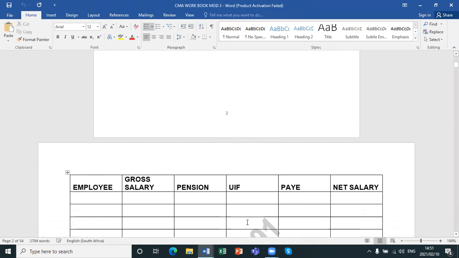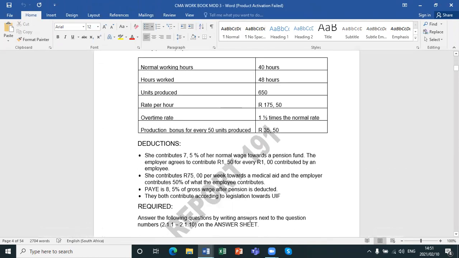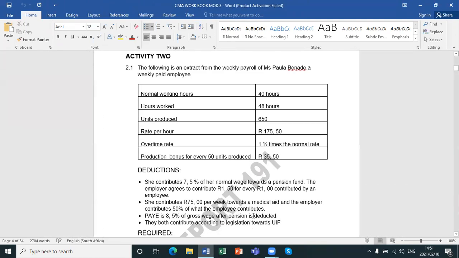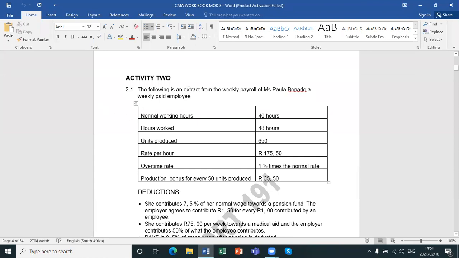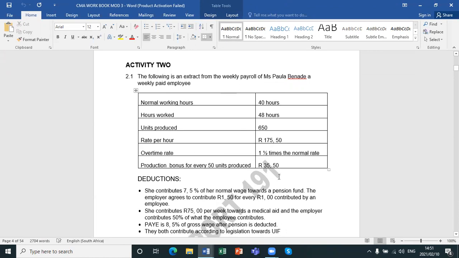Activity 2 deals with a person that earns a wage. The following is an extract from the weekly payroll of Ms. Paula Bernard, a weekly paid employee. There's the normal working hours, the hours worked, the units produced, and the rate per hour. The overtime rate is 1.5 times the normal rate. And bonus: for every 50 units, the person gets R35.50.